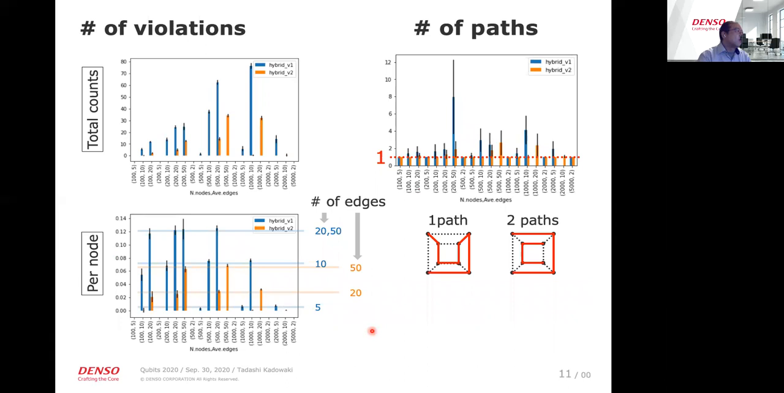In the right side, the graph shows number of paths. Almost all cases, hybrid version 2 gives one-path solutions.